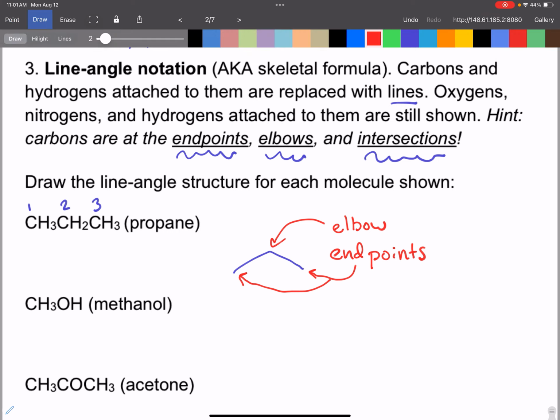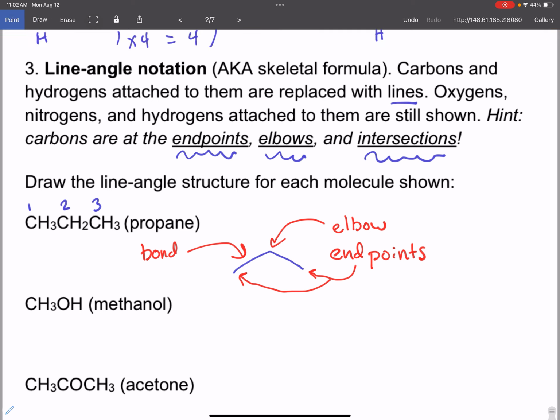And in fact, I should point out that the line itself is the bond, right? That's a bond, and so is this part of the line here. The line is the bond between this carbon here and this carbon here and that carbon there. So get used to seeing these types of structures. If it's just carbons and hydrogens, all you would see would be lines like that.